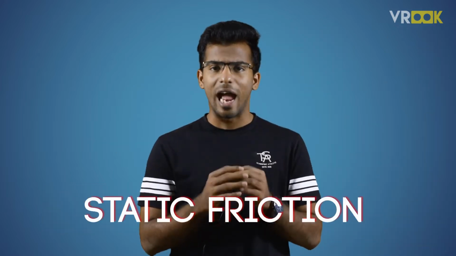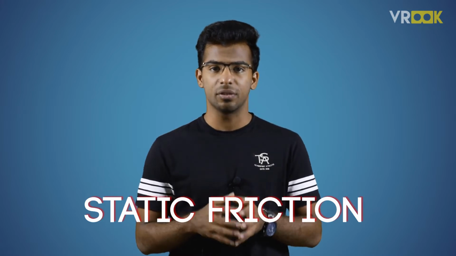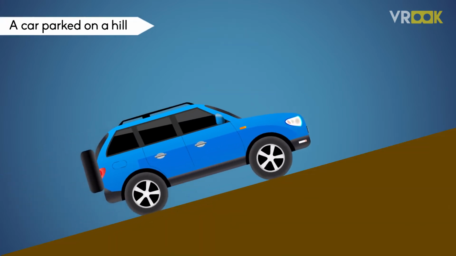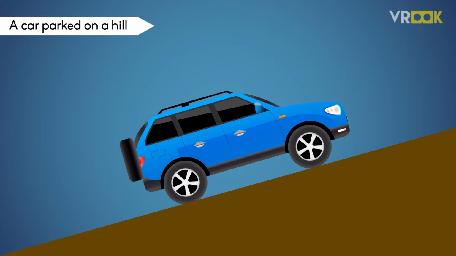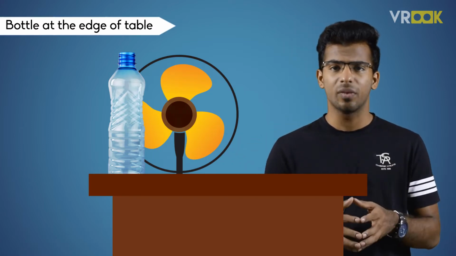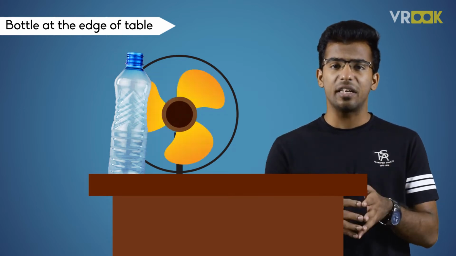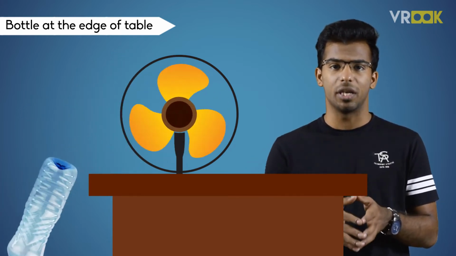Static friction acts on all the objects when they are resting on a surface. For example, a car parked on a hill. The brakes apply static friction to the wheel hubs and the wheel holds fast to the ground because of static friction. Bottle at the edge of table. If the wind force is sufficient enough, it overcomes the static friction and falls off the table.